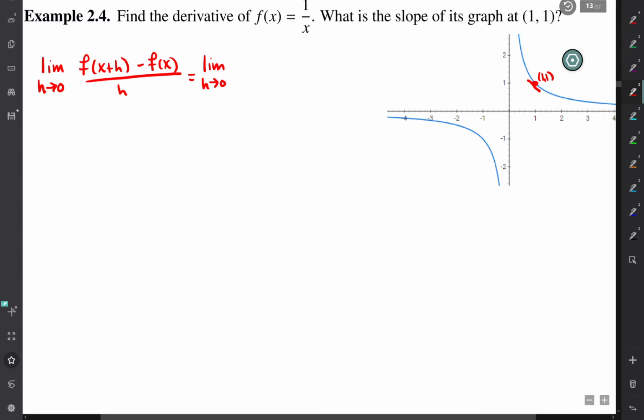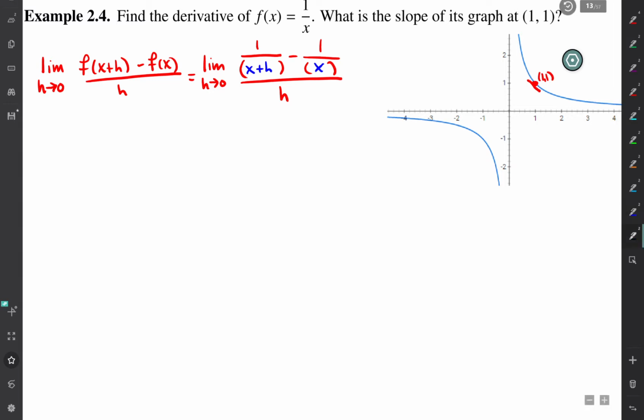And now I'll write down what f is. f is 1 over x. So I should have 1 over parentheses minus 1 over parentheses all over h. And the first one should be f of x plus h, so it's 1 over x plus h. And then the second one is minus f of x, so that's just 1 over x. And now I need to add those together. To do that, I need to get a common denominator.